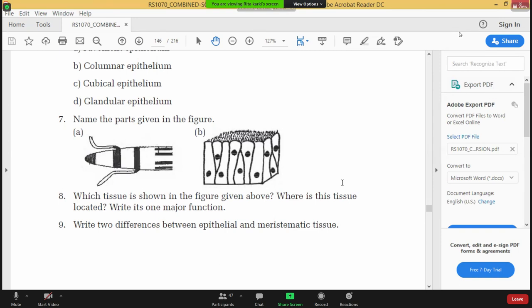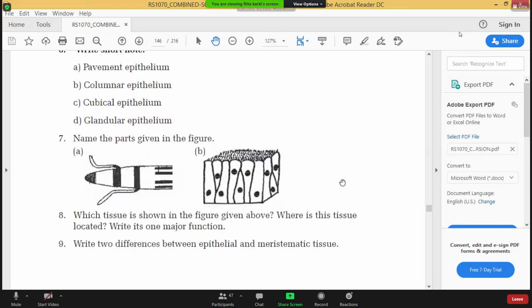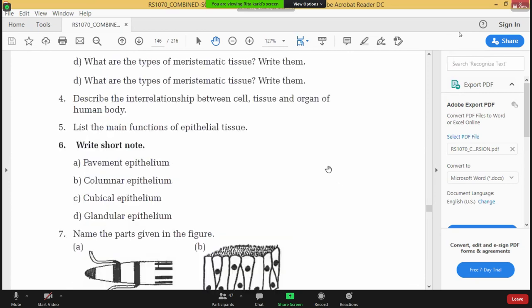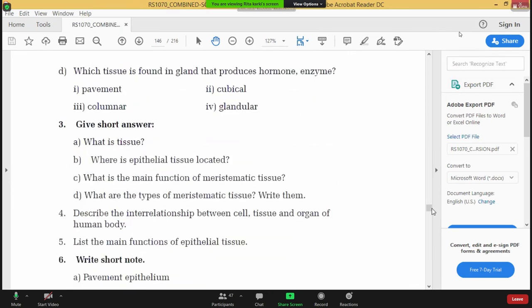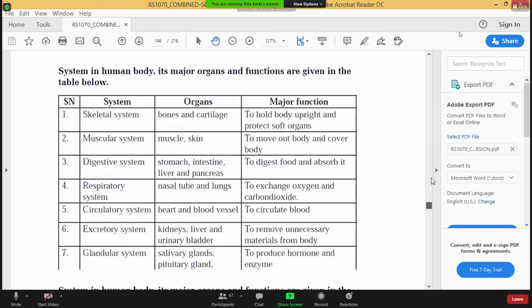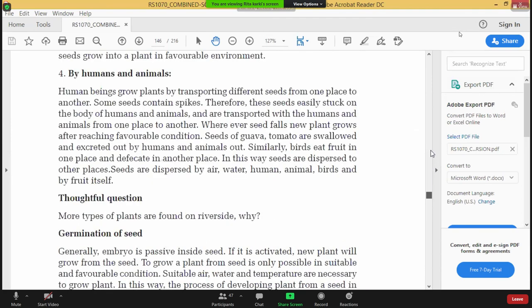Clear? Yes, ma'am. Ma'am, in number 7 we should only label the picture, yes? Yes, you need to label the picture in number 7. Just draw the diagram and label the picture. Okay, ma'am. Any other problem? Today we will study up to here. The house wiring system we will study tomorrow.